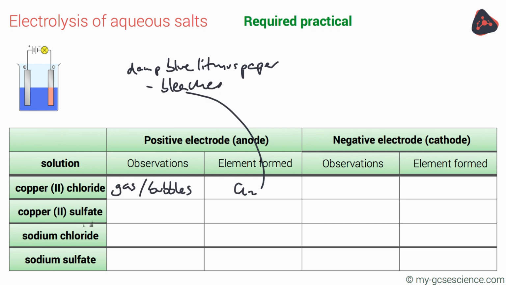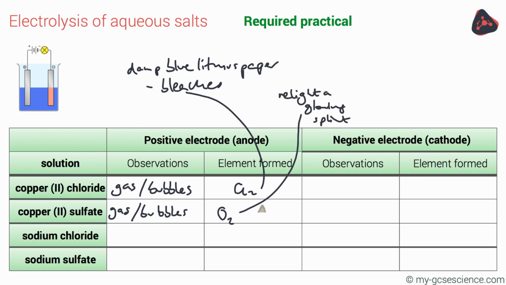Okay, in the copper sulfate we'll also have a gas or bubbles, but if you remember from the previous section, the sulfate is not what's produced. It's the hydroxide that's attracted to the anode, and therefore we get oxygen gas. Do you remember how to test it? Oxygen gas should relight a glowing splint. It's worth remembering that water is also formed here, but it's unlikely you'd ever be expected to mention it in this context.